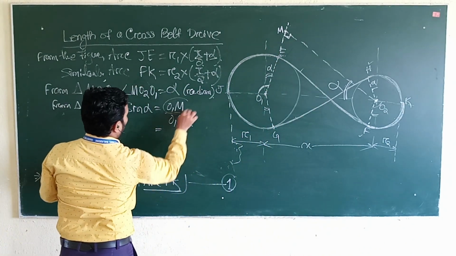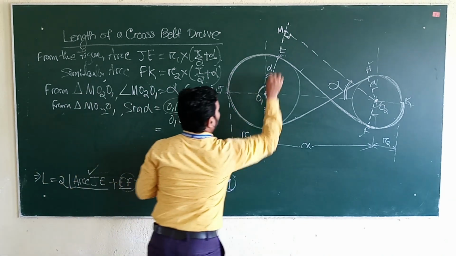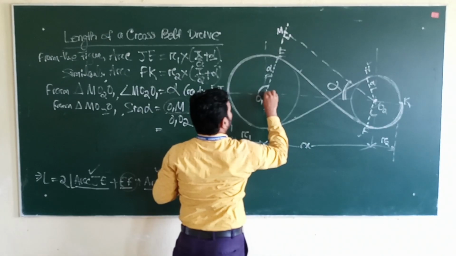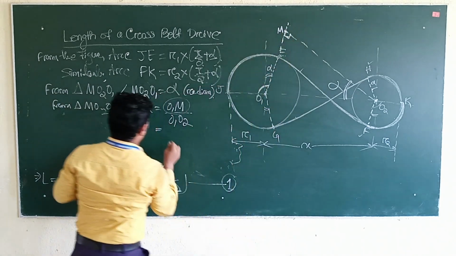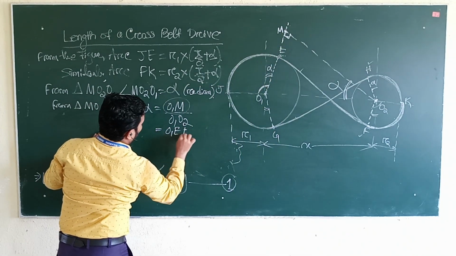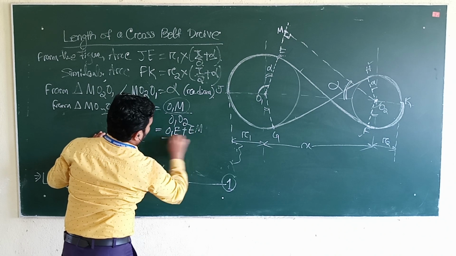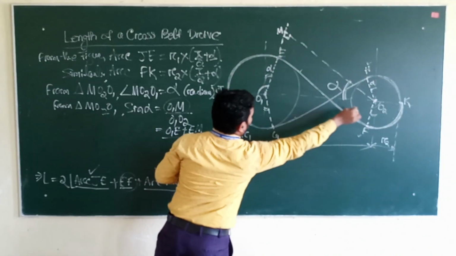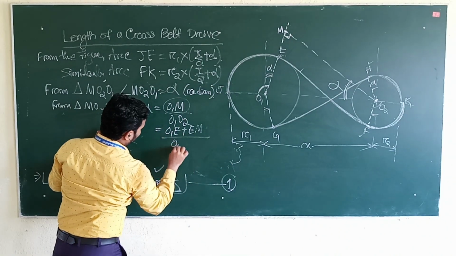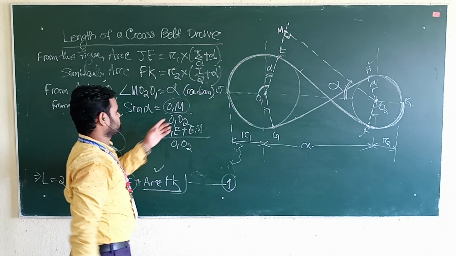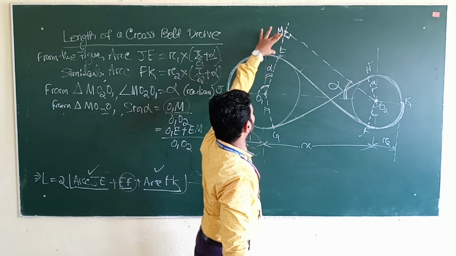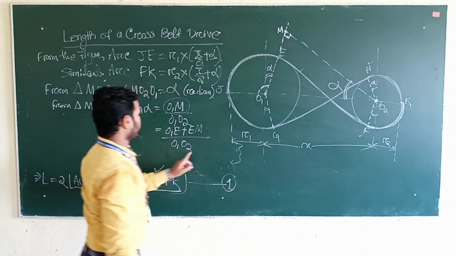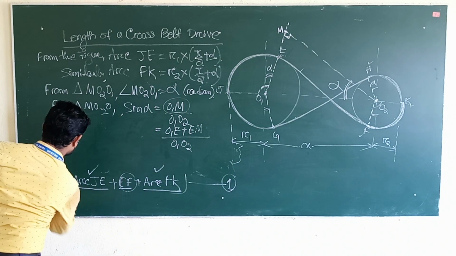So what is the value of O1M? See, O1M is equal to, we can write, O1E plus EM, divided by, in place of O1 O2 we will write simply O1 and O2. So you will see the value of O1M: O1M means O1E plus EM, divided by O1 O2.